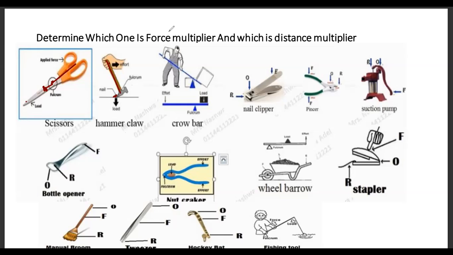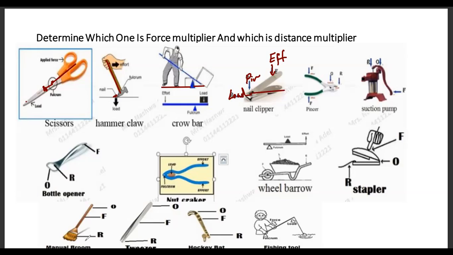For a crowbar, it's very clear. Here is the load distance, and from here to here is the effort distance. So the effort distance is greater. So this crowbar is a force multiplier. For a nail clipper, here is the pivot, we apply our effort here, and we place the load here. The distance from here to here is longer than from here to here. So we can consider the nail clipper a force multiplier. The same applies to pincers and the suction pump.